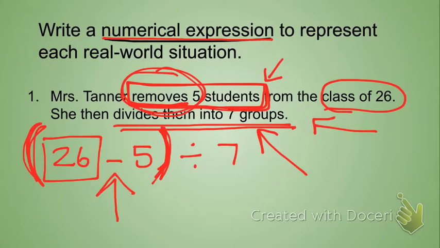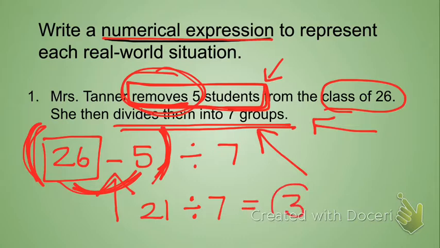So let's see what this equals out to. We have 26 minus 5. That expression there, 26 minus 5, is equal to 21. And then she divided these children into 7 groups. How many were in each group? There were 3 students in each group.